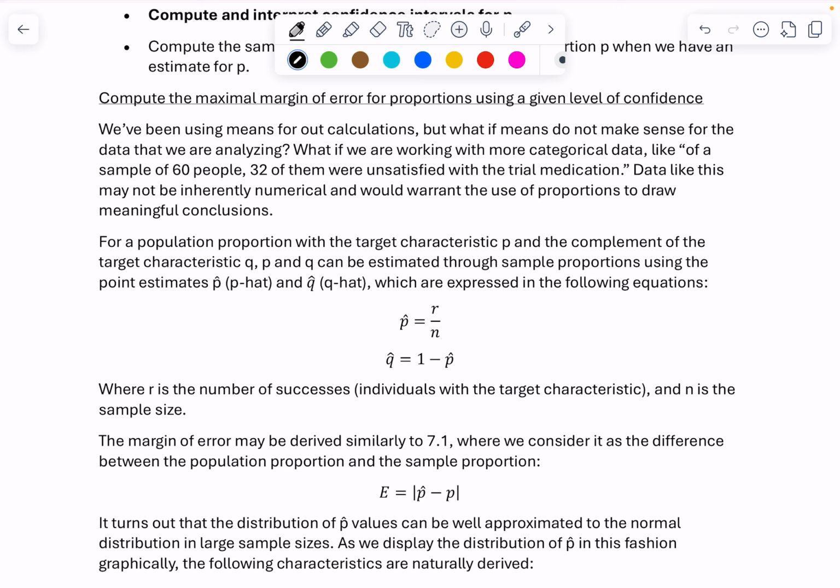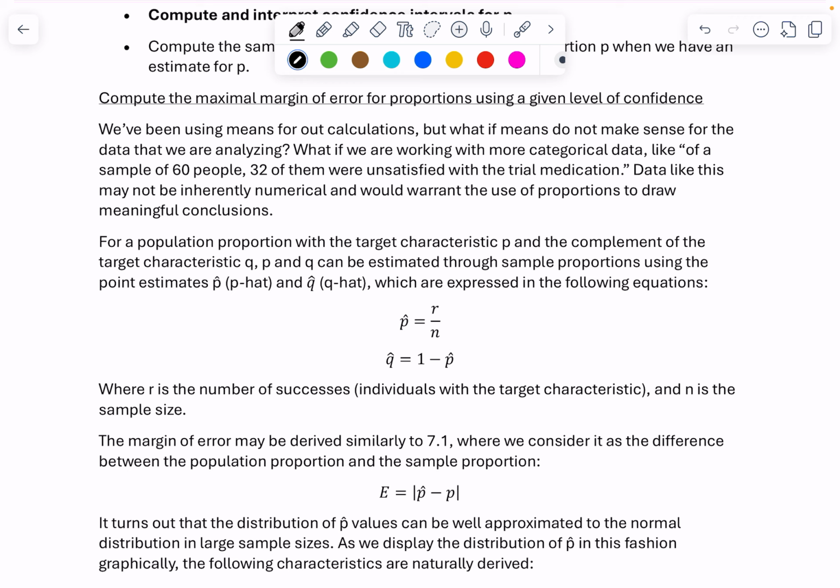In the previous section, we talked about how we can use a sample mean to estimate our population mean. But sometimes when we're working with some data, it doesn't really make sense for us to calculate a mean. And sometimes there's no way to even calculate a mean to begin with. So what do we do in those situations?